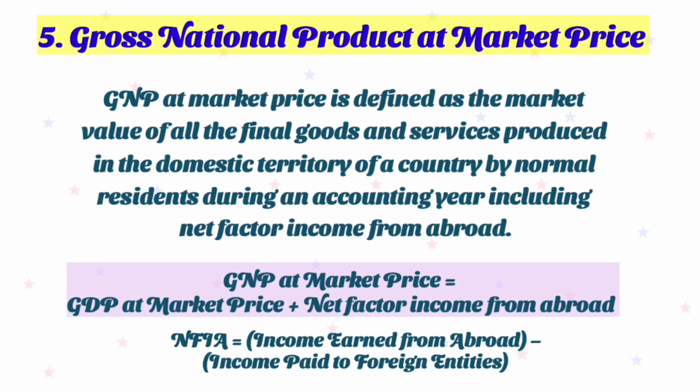Now let us look at concepts related to national product. The first is gross national product at market price. GNP at market price is defined as the market value of all final goods and services produced in the domestic territory of a country by normal residents during an accounting year, including net income from abroad. So, GDP at market price plus net income from abroad will give us GNP at market price. Net income from abroad is equal to income earned from abroad minus income paid to foreign entities.